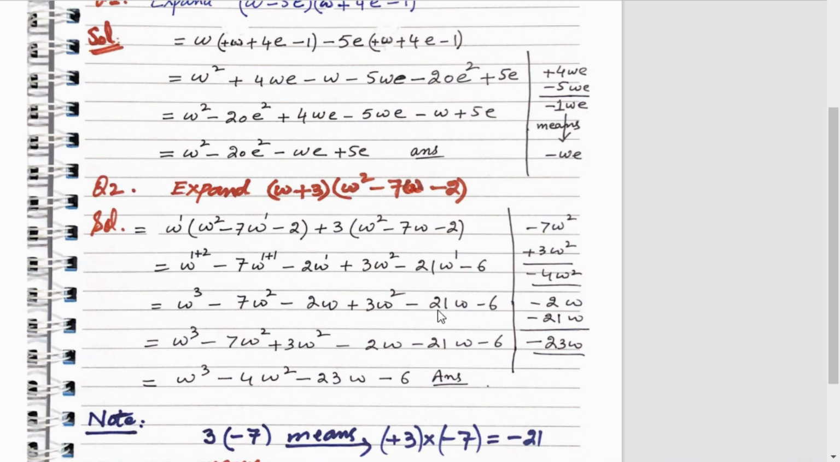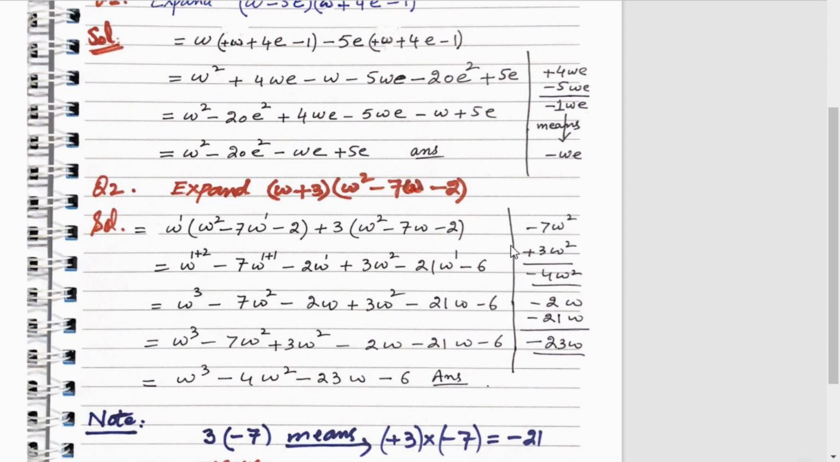Now you will collect or group like terms together. You will bring like terms together. W cube is the single term in this whole expression, so w cube will be written as it is. Minus 7w square and plus 3w square are two terms with the same variable. W square and w square are the same variables, the whole w square, not only w. We will write these two terms in the rough column: minus 7w square plus 3w square. We will just subtract the numbers as the signs are different.